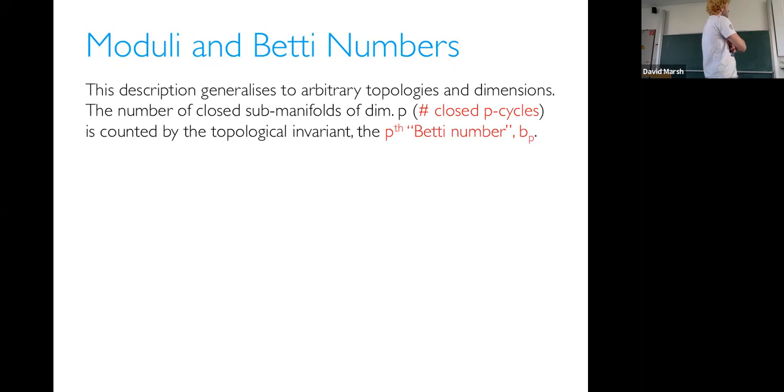So this description generalizes to more complicated manifolds with different topology. The description is called, in terms of moduli and Betti numbers. The number of closed submanifolds of dimension p, which we call the number of closed p-cycles, is counted by a topological invariant called the p-th Betti number.